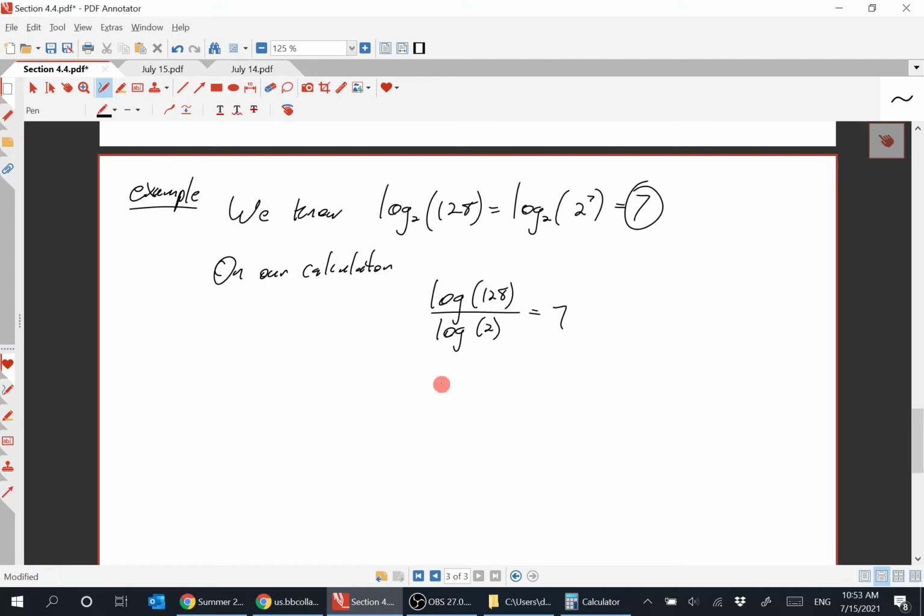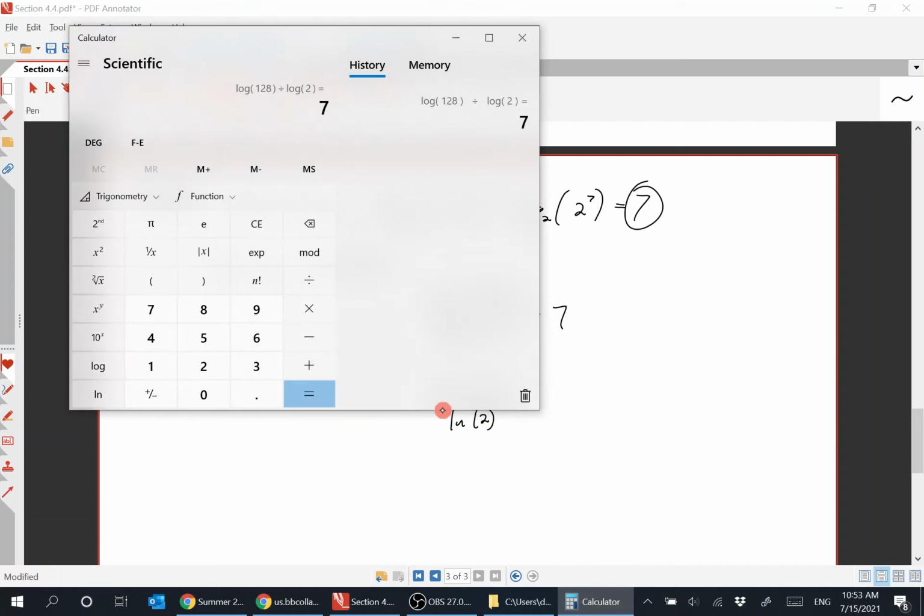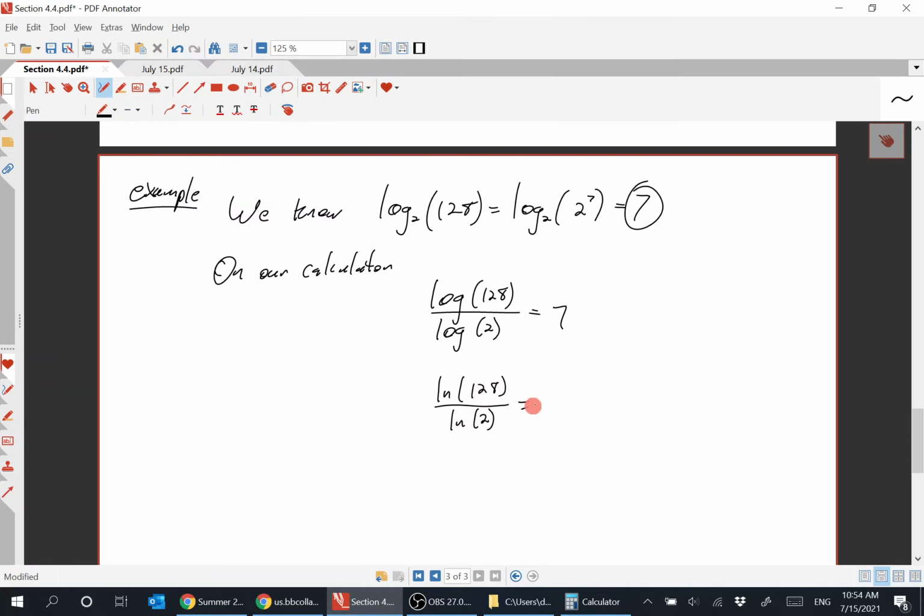Or you could use a natural log. Natural log 128 over natural log of 2. So 128 natural log divided by 2 natural log is 7. Natural log 128 divided by natural log 2 is 7. Common log 128 divided by common log 2 is 7. Same thing.